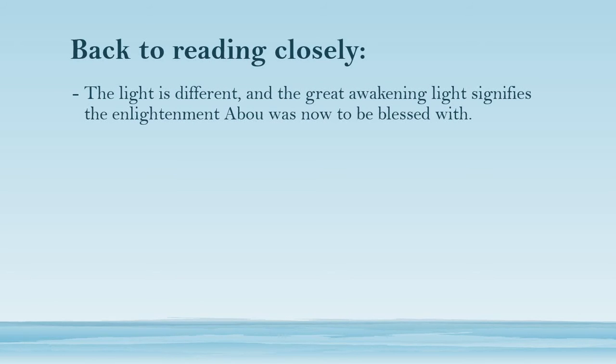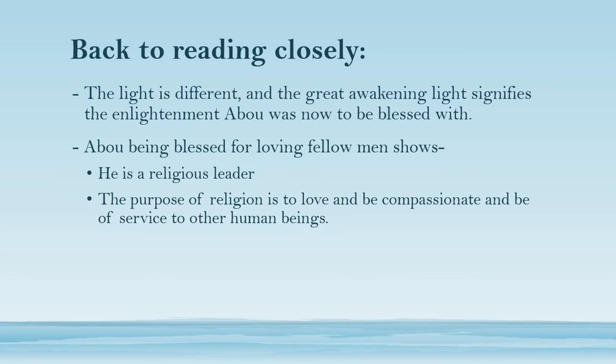While Abou in the first night was a simple man who was doing God's good work, in the second night he becomes a man who is far greater than his fellow men, not just by his deeds, but by his innate morality. He becomes a person who loves his fellow man, irrespective of whether he is rewarded by God or not for his devotion, for his work. So that light signifies enlightenment. And Abou is blessed for loving his fellow men.